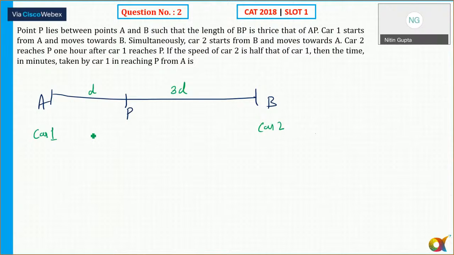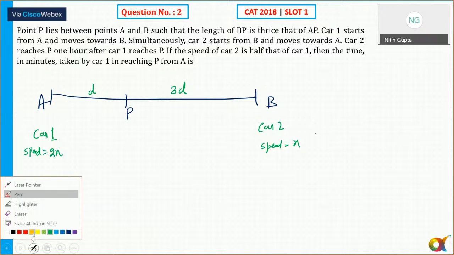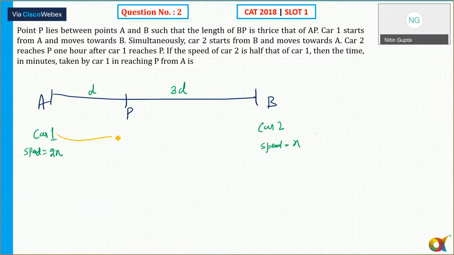Now it says car 2 reaches P 1 hour after car 1 reaches. And it also says that the speed of car 2 is half that of car 1. So if I assume the speed of car 1 is equal to x, then the speed of car 2 is x by 2, that is half. Then we need to find the time in minutes taken by car 1 to reach point P. This is what we are supposed to identify here. Let's see how we can do it.